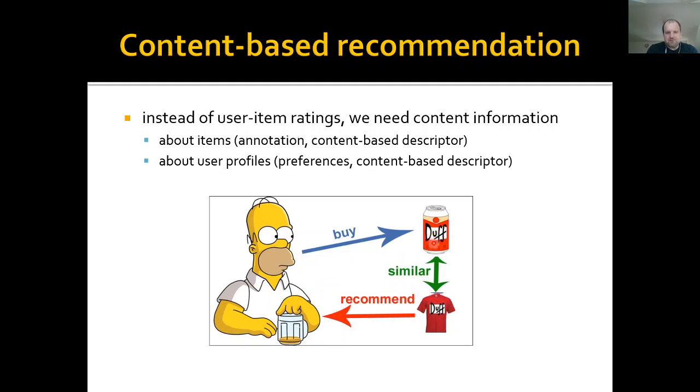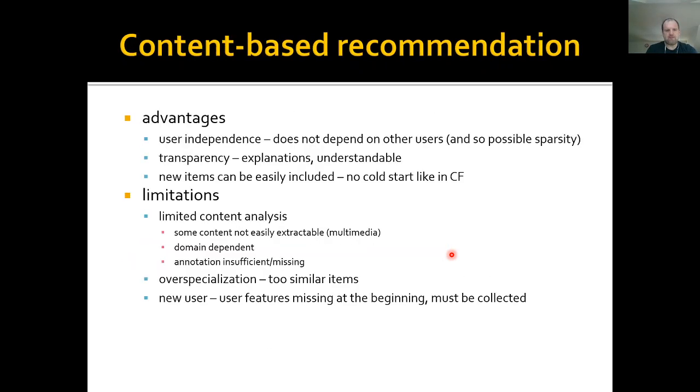So in this case, we would like to favor something that is not so similar, but this is a different problem. And the last problem is with the new user, where the user does not have any ratings given, so we must first collect the ratings. But this is also the problem of collaborative filtering.